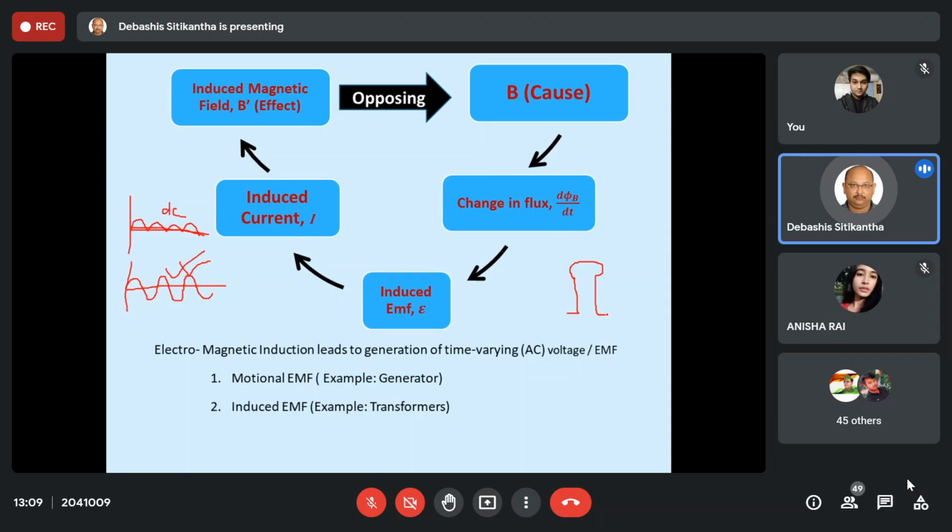This is a very simplified form of an actual generator. We have the fields over here, the poles, which are the magnets. Let us say this is the north pole and this is the south pole. And we have something known as a stator, over which we have the coils like this. Let us say this is one coil, this is the other coil. Usually these are known as R phase coil, Y phase coil and B phase coil.